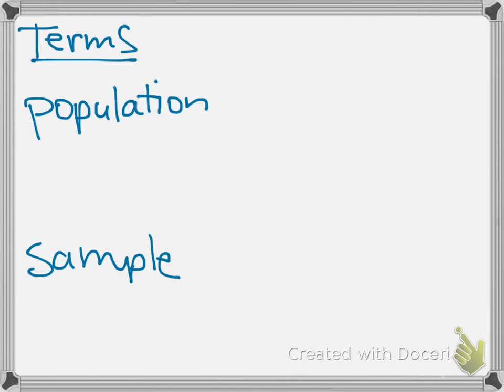The next couple of terms that we need to be familiar with is that of population and sample. These are two terms that are going to be very important to be able to differentiate between. So the population is just the entire group that you're looking at, or you're taking information about.